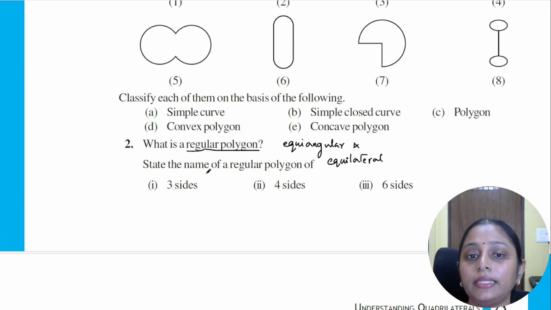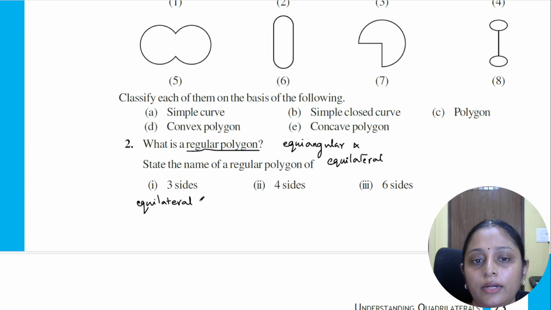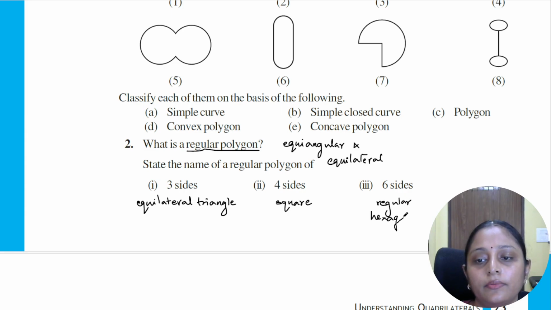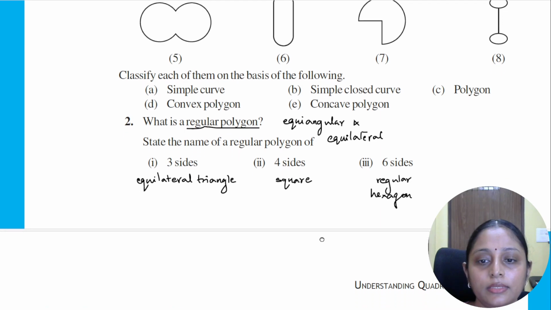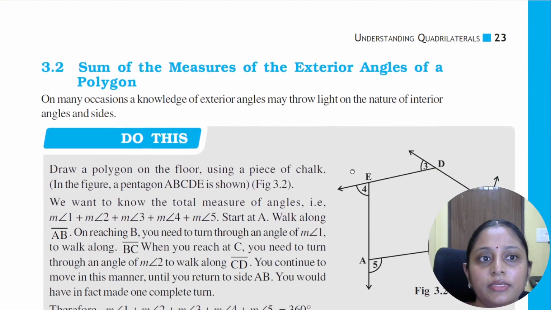And then they're saying state the name of a regular polygon of three sides. We already know that a regular polygon of three sides is an equilateral triangle, right? What is a regular polygon of four sides? You know that it is a square, because all angles are 90 and all sides are equal for a square. Of six sides, it is called a regular hexagon. So that is about our first exercise.